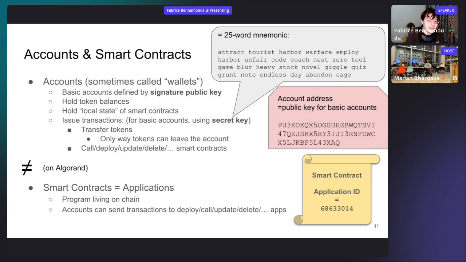Essentially the top one would be called, now I forgot the name, end user account, and the bottom one would be a contract, but they look the same. But in the case of Algorand, it's very simple. An account and a smart contract look completely different. An account is defined by this public key, and a smart contract is just defined by an ID, like an application ID like this.